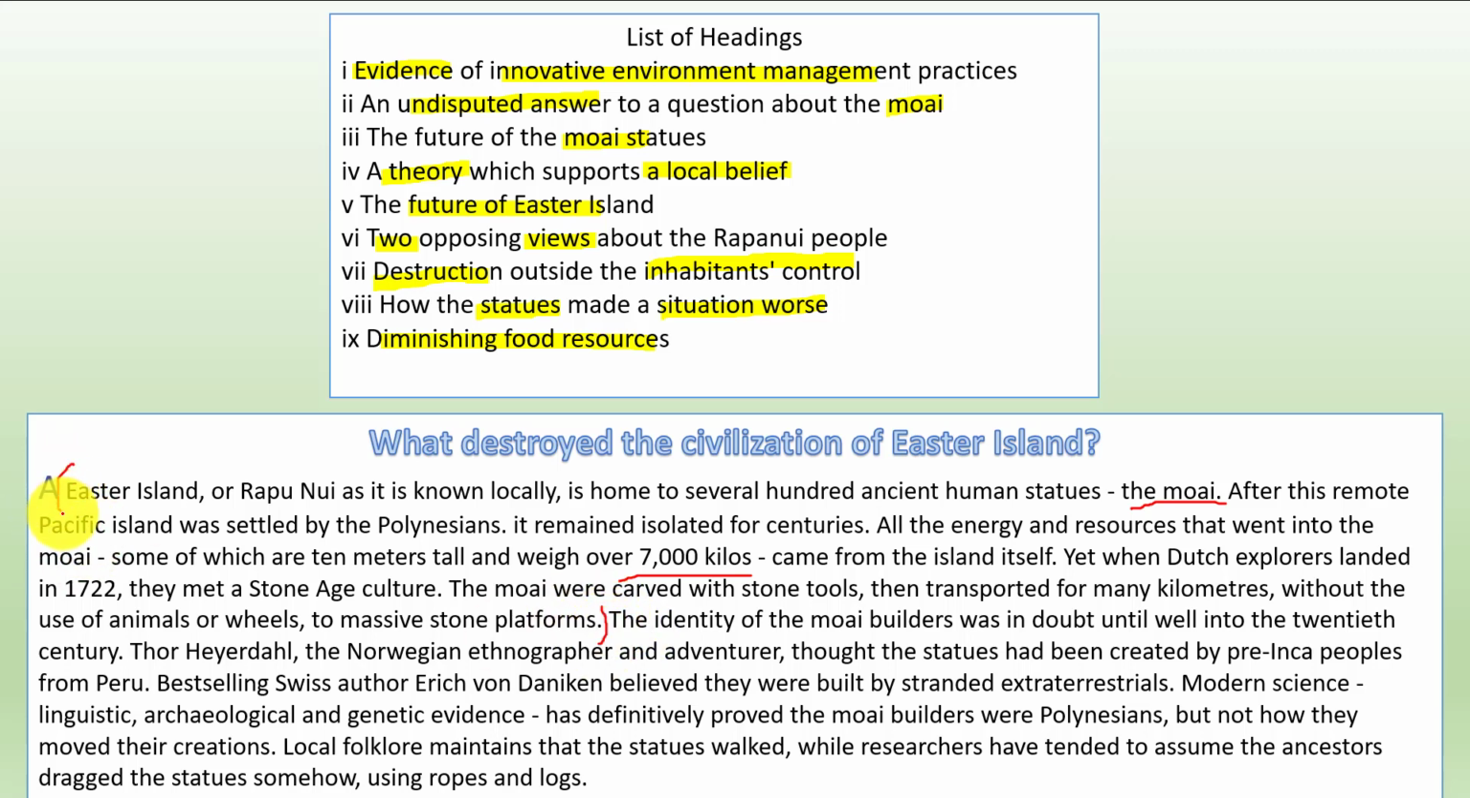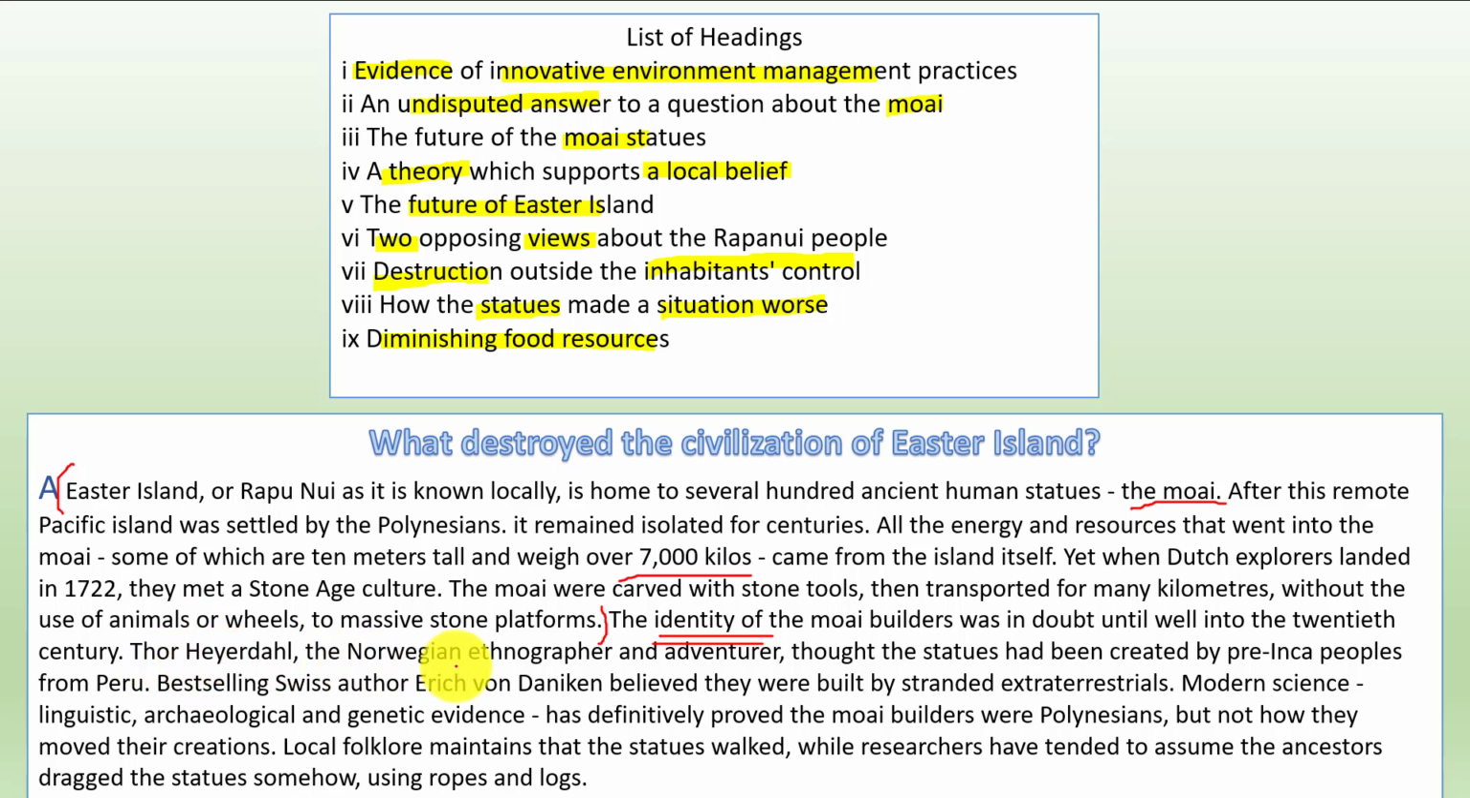From the start of the paragraph until platforms, we have an introduction about the Eastern Island and the Moai. Okay, now let's continue the paragraph. The identity of the Moai builders was in doubt until well into the 20th century. The identity is important. This is a scientist. I can't pronounce the name of this scientist. Now, let's just skip it.